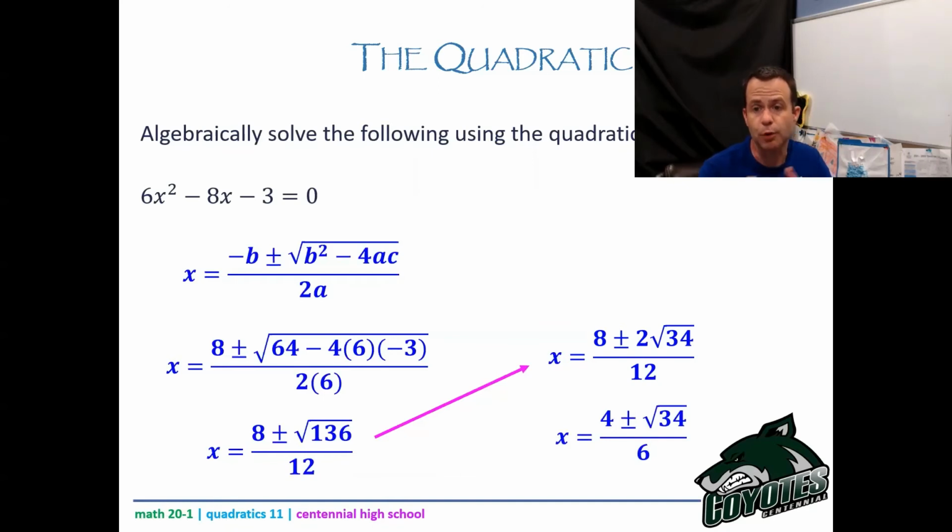And that simplest form would be 4 plus or minus root 34 all over 6. So again, remember, that means there are two solutions. There are two x-intercepts. One of them is occurring at 4 plus root 34 all over 6. The other is occurring at 4 minus root 34 all over 6.